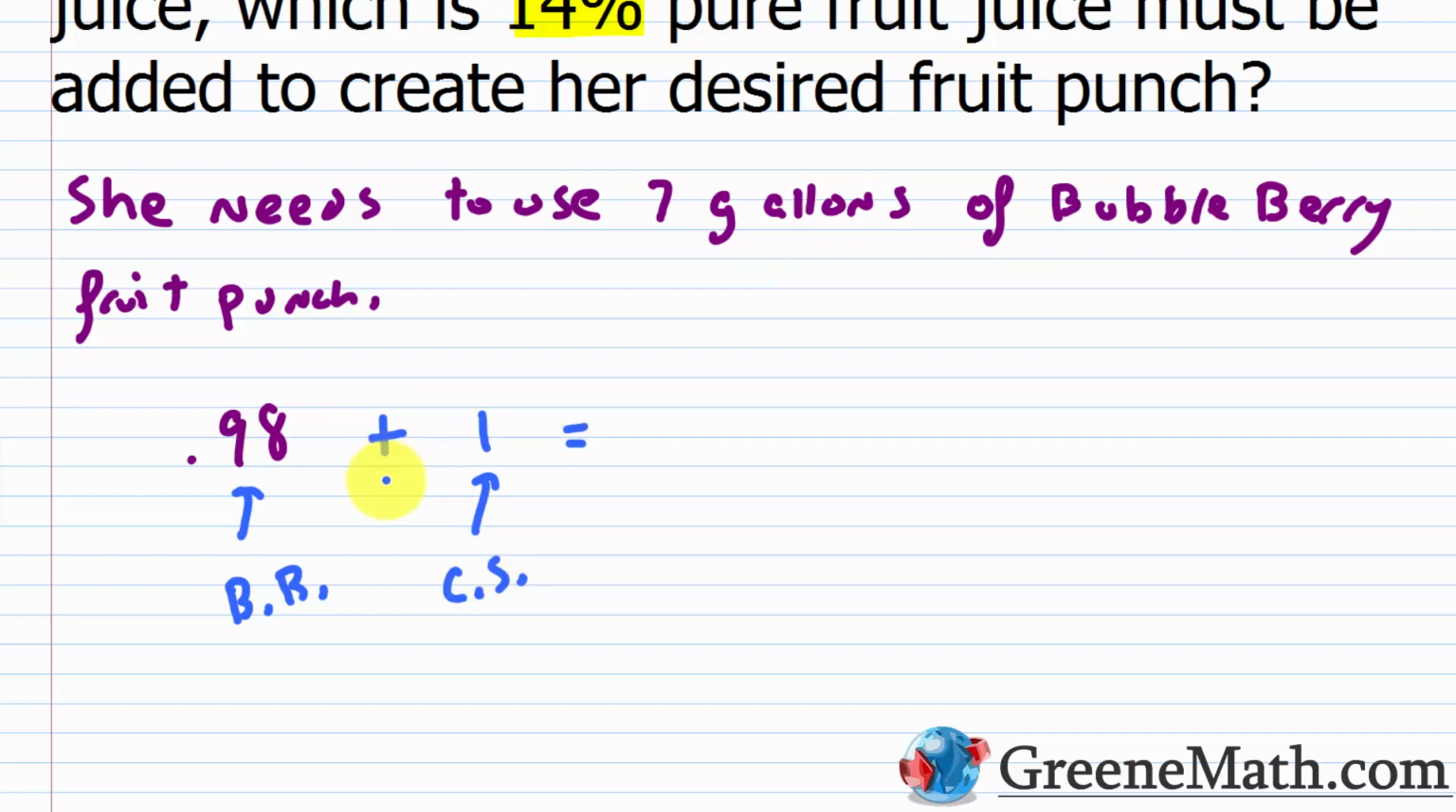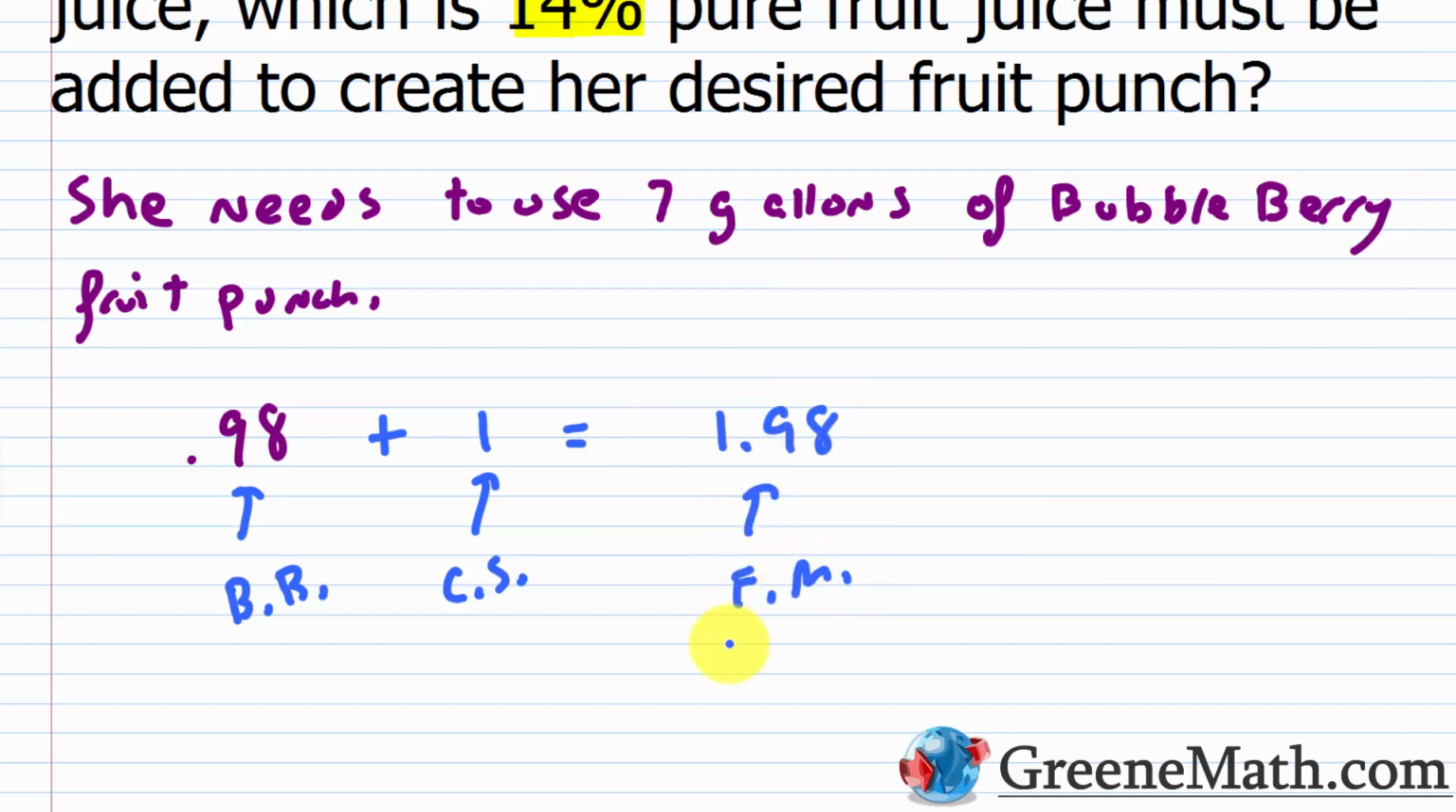So this amount, this 1 plus 0.98, which is 1.98, should be equal to the amount of pure fruit juice in the final mixture. So in the final mixture, she's going to have 7 gallons of bubbleberry plus 2 gallons of cherry smash. So that's 9 gallons. And again, it's 22% pure fruit juice. And 9 times 0.22 is 1.98. So we're good to go, right? This is your final mixture.